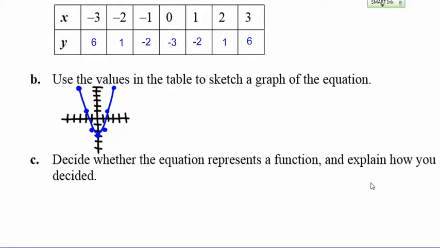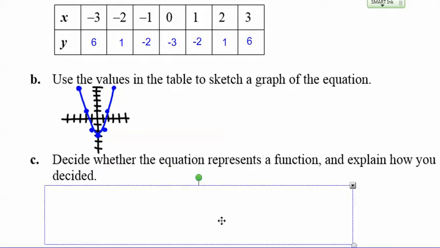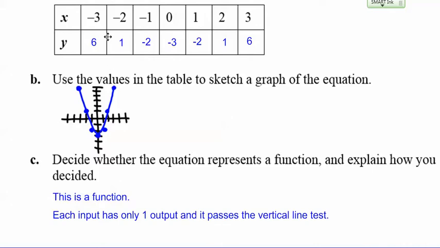What about, is this equation representing a function? Well, it's absolutely a function because every input has exactly one output. It doesn't matter that negative 3 and positive 3 have the same output. They can share the same output. It just matters that every time I put -3 into this equation, I always get 6 out. Every time I put -2 into this equation, I always get 1 out.